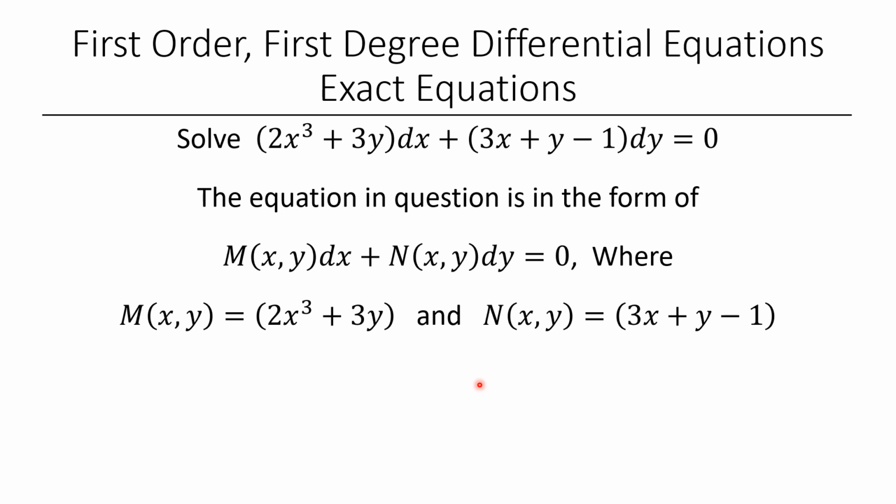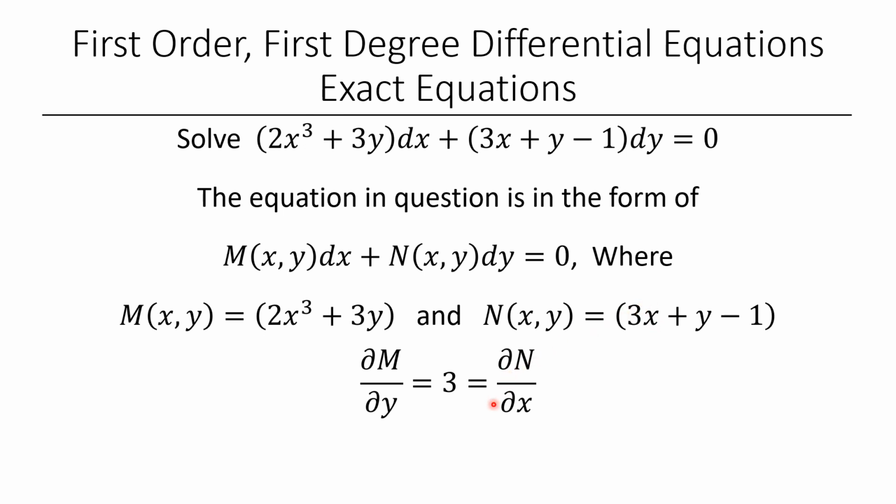Now to check for if the equation is exact or not, we want to take the partial derivative of M with respect to y. So in this case, the only term that has any y influence is this 3y. So the partial derivative with respect to y is 3. Likewise, we want to take our N function and take the partial derivative of this with respect to x.